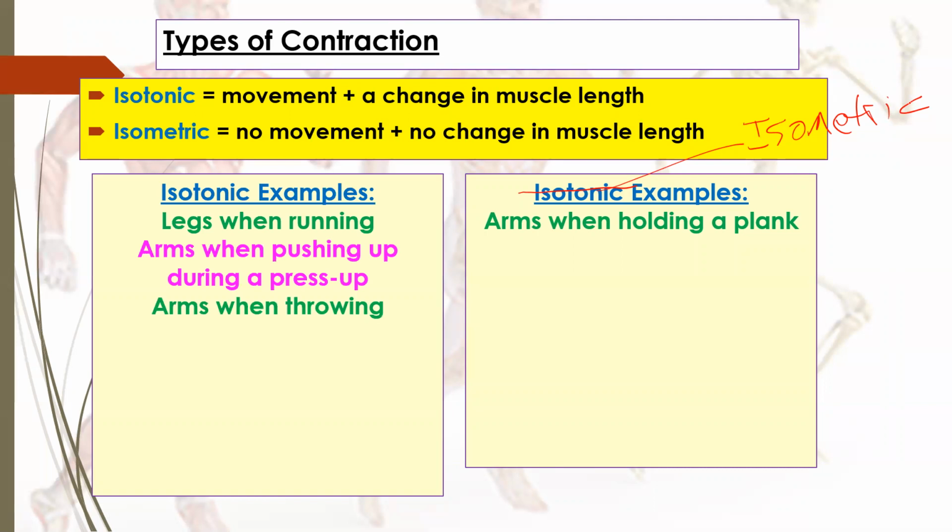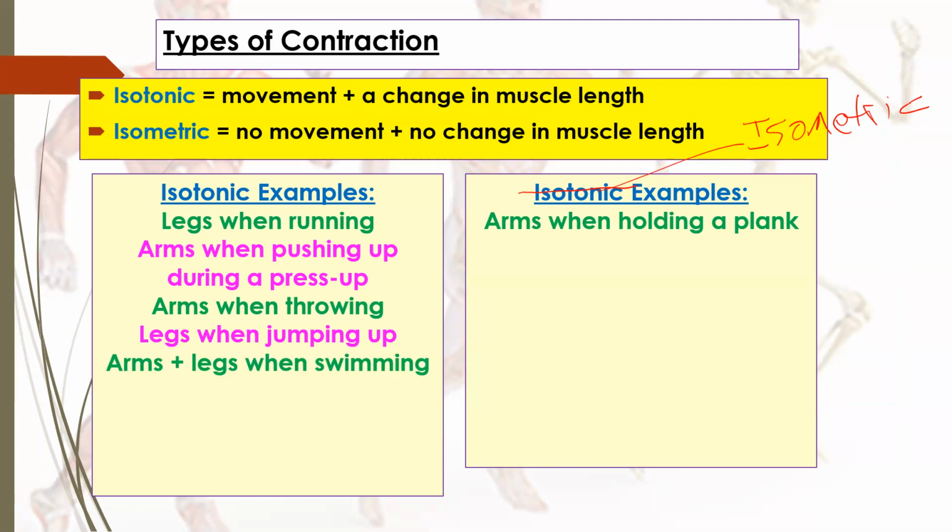The arms when you're throwing something. So lots of sports involve throwing or passing or even dribbling. That movement involved in the arm during that action, there's a change in muscle length. Legs when you're jumping up. So from a stationary position, if you then push up to jump up to catch a rebound, jump up for a layup, jump up for a header, there's movement involved, so there's a change in muscle length.